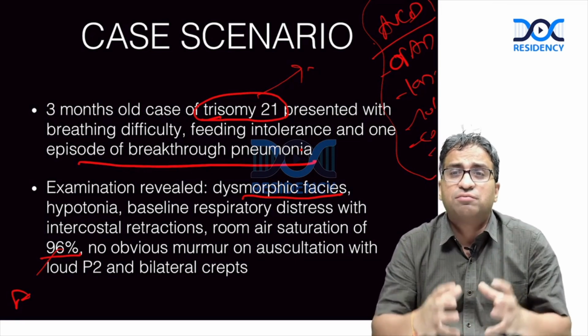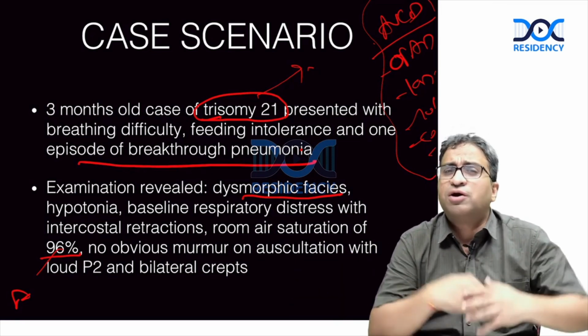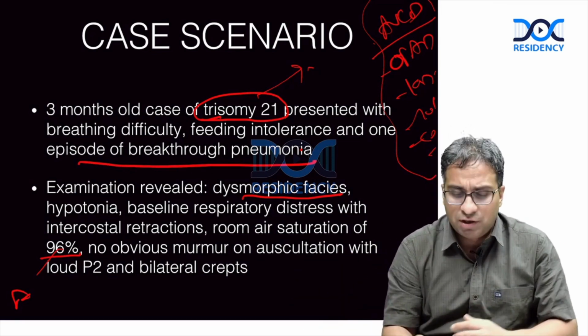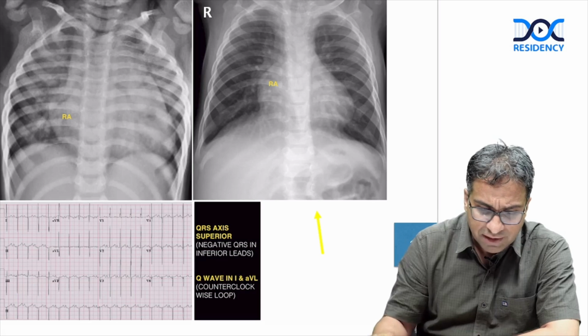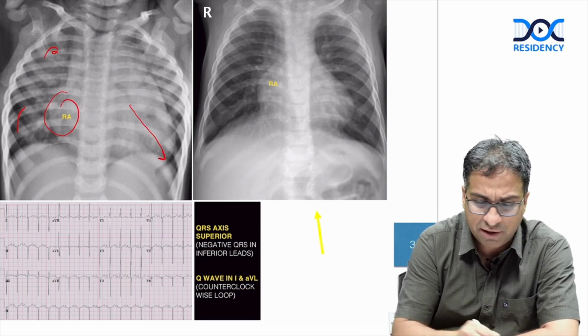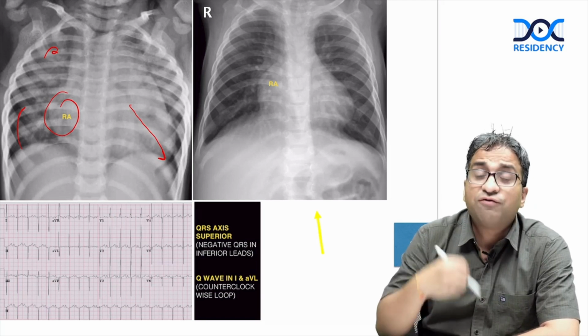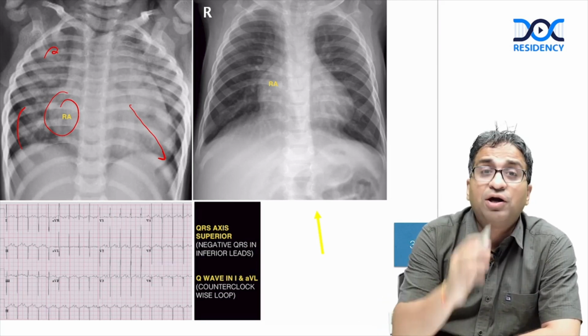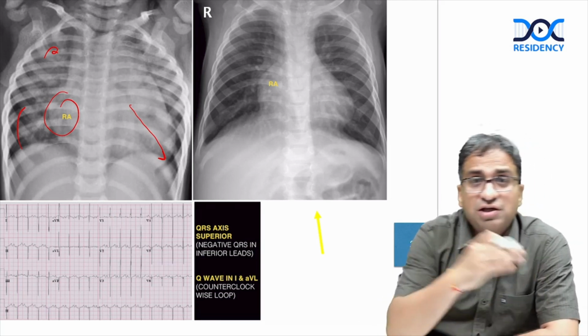I already explained that when the shunt is large, you may not be able to hear a murmur because the pressures will be equal. So in this typical case, you can see the RA is also getting dilated as well as the LV is getting dilated, with more flow to the lung. If you see the X-ray, you may sometimes not be able to distinguish whether it is a VSD or a large ASD.